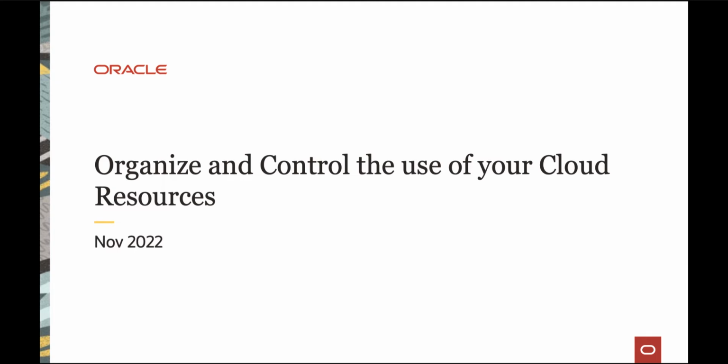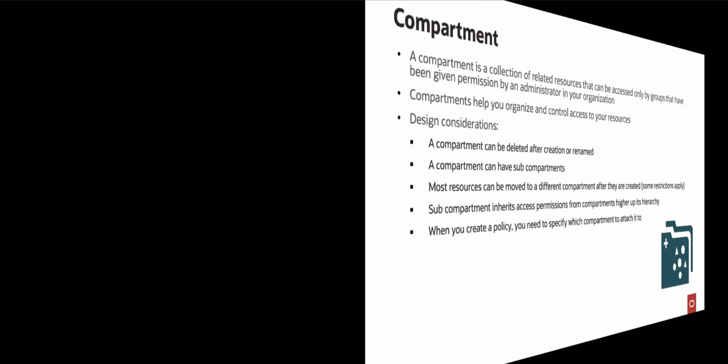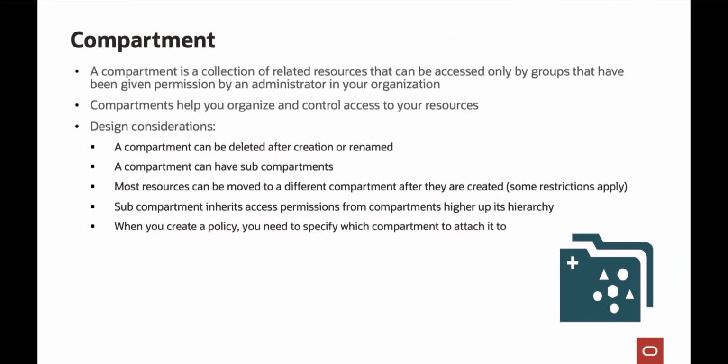We're going to be talking about how to organize and control the use of your cloud resources. And in this video, we will cover and demonstrate how to use compartments and subcompartments to organize your cloud resources, and how to create compartments and subcompartments using the console. A compartment is a collection of related resources that can be accessed only by groups that have been given permissions. And you'll get a view when we go over the design patterns of how these words go together.